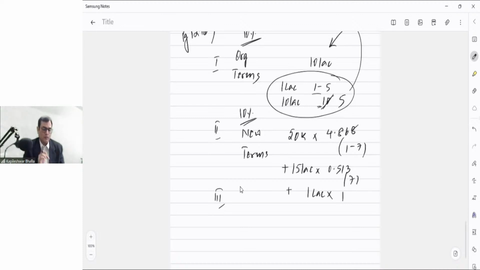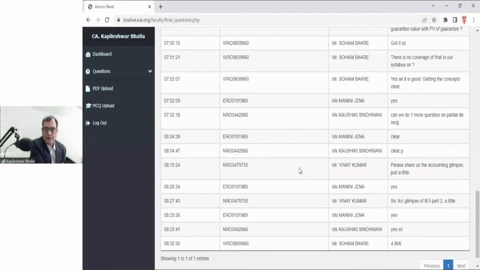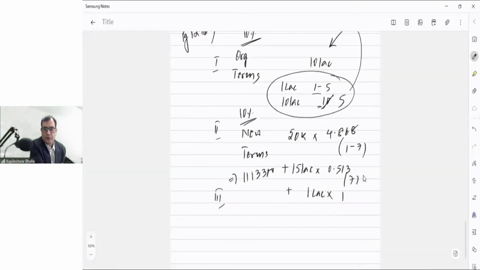So I think this total is working out, I guess, equal to 11,13,300. I think that is the total. I think that is correct. So we got this, yes, 4.868. That's right, Shubham.